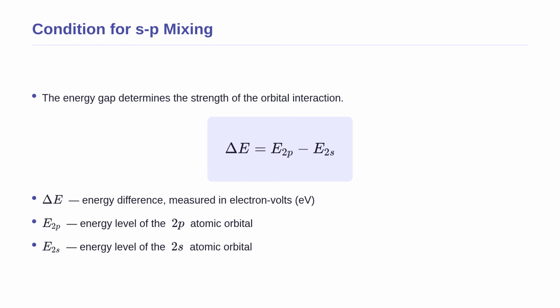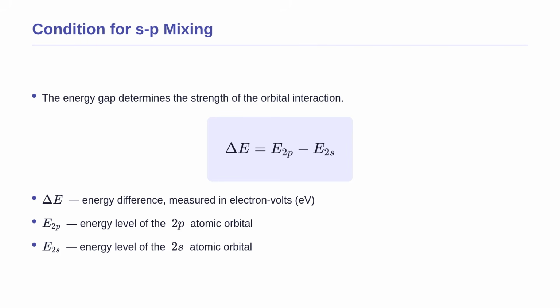Now that we know why it matters, let us look at the mathematical condition that dictates when sp mixing happens. The strength of the interaction is inversely proportional to the energy gap between the orbitals. We define this gap as delta E, which equals the energy of the 2p orbital minus the energy of the 2s orbital. Delta E is typically measured in electron volts. When this value is small, usually less than 15 electron volts, the orbitals interact strongly.